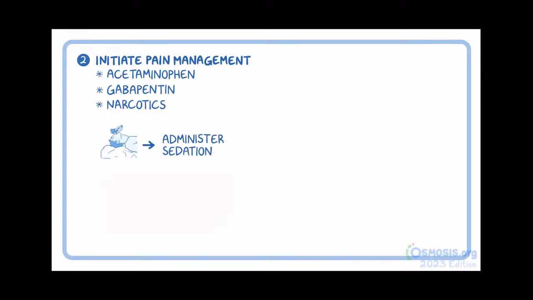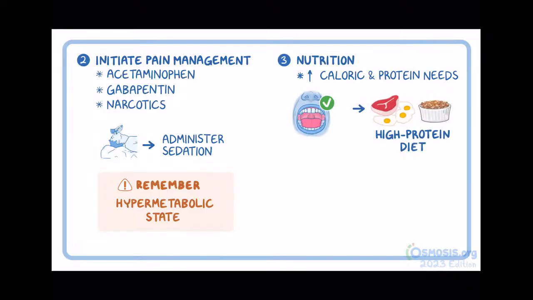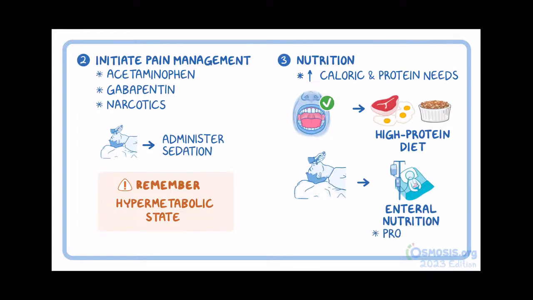Next, you should initiate pain management with medications like acetaminophen, gabapentin, or narcotics. In intubated patients, you should also administer sedation. Now, always remember that burn patients are in a hypermetabolic state, meaning their bodies break down more protein. In terms of nutrition, burn patients have higher caloric and protein needs. If they can tolerate oral intake, start them on a high-protein diet. If they are intubated, initiate enteral nutrition and start prophylaxis to prevent stress ulcers.